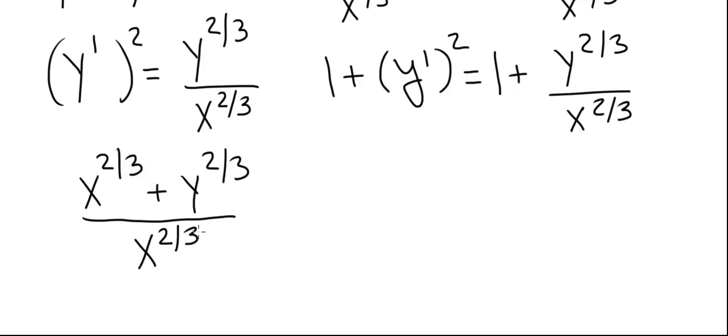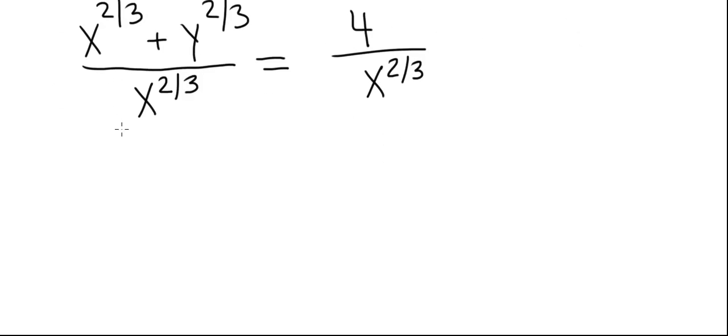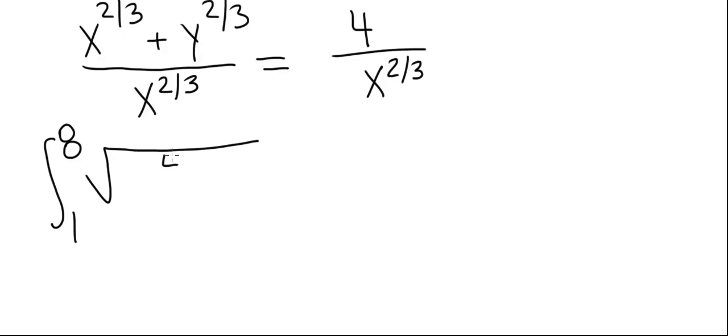But recall that x to the 2/3 plus y to the 2/3 equals 4, the way our equation was defined. So this is equal to 4 divided by x to the 2/3, which is just a function of x. And now we can proceed with computing the arc length. The arc length here, since we're working on the interval from 1 to 8, is the integral from 1 to 8 of the square root of 4 divided by x to the 2/3.